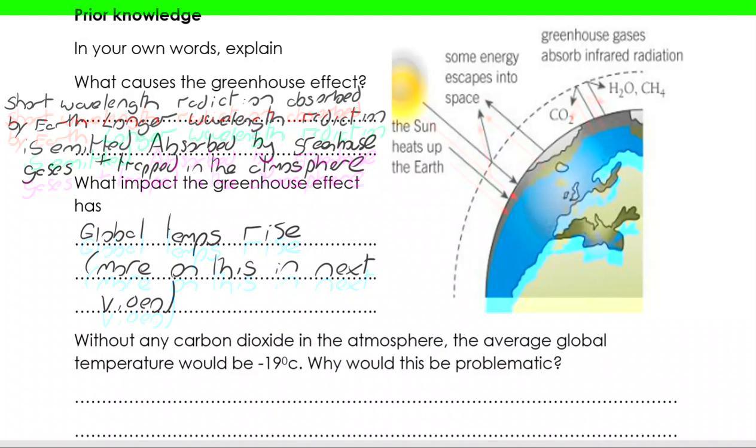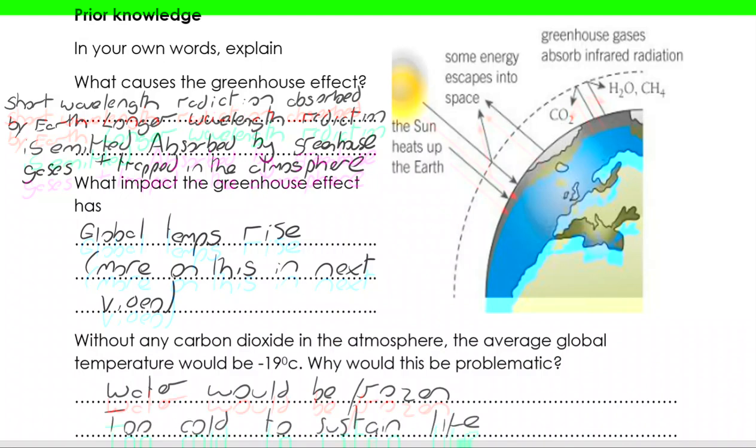Now, without any carbon dioxide in the atmosphere, the average global temperature would be negative 19 degrees C. Why would that be a problem? The issue is, if we take a look just at water, water that sustains life would be frozen. It would be difficult to sustain life at that temperature. We'd need to use a lot more energy to raise temperatures to make places habitable.